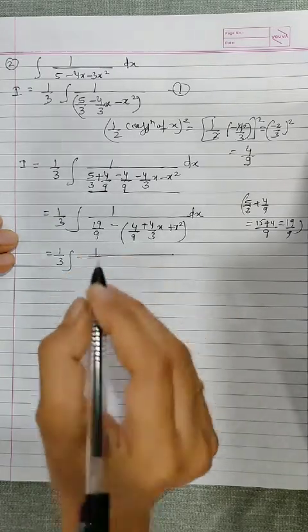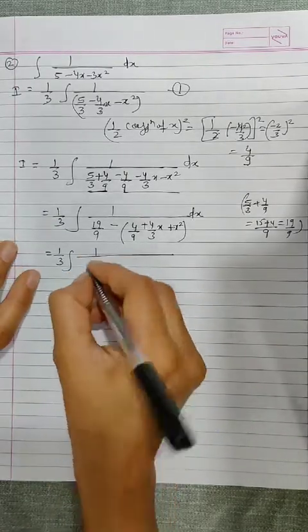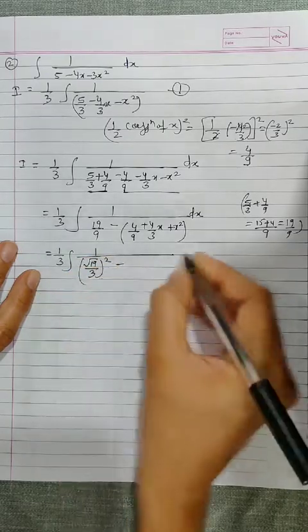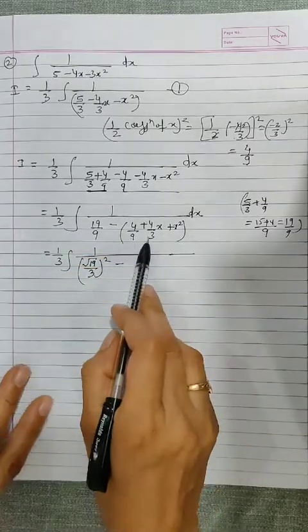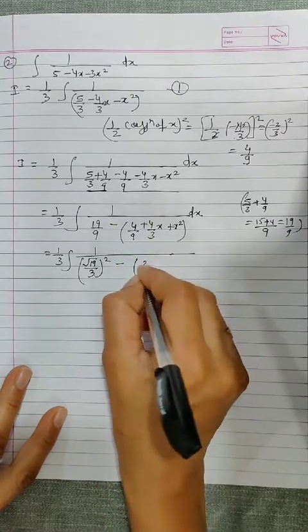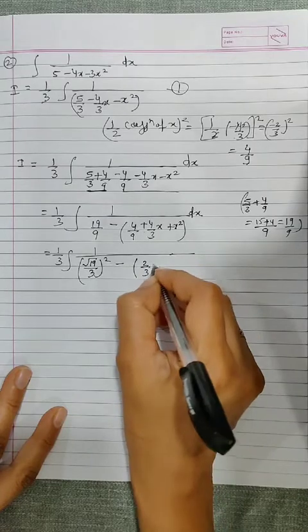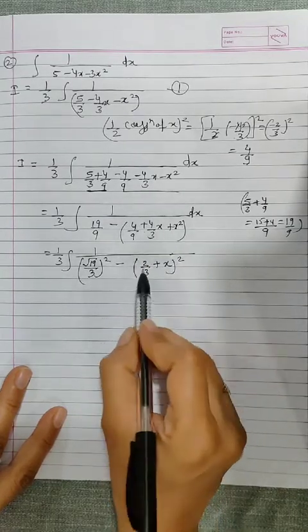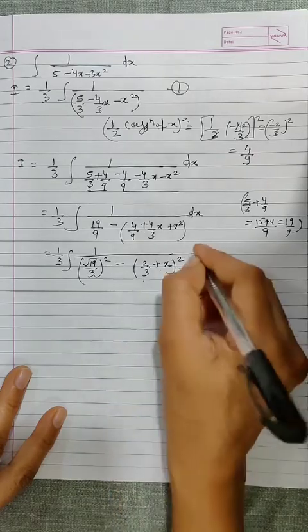Now 19 by 9, write down in square root form. So under root 19 and 3, it is square minus. Now student, this is the perfect square. 4 by 9 means 2 by 3. All the terms are positive. So plus, and x square means x. So this is the perfect square of 2 by 3 plus x, dx.